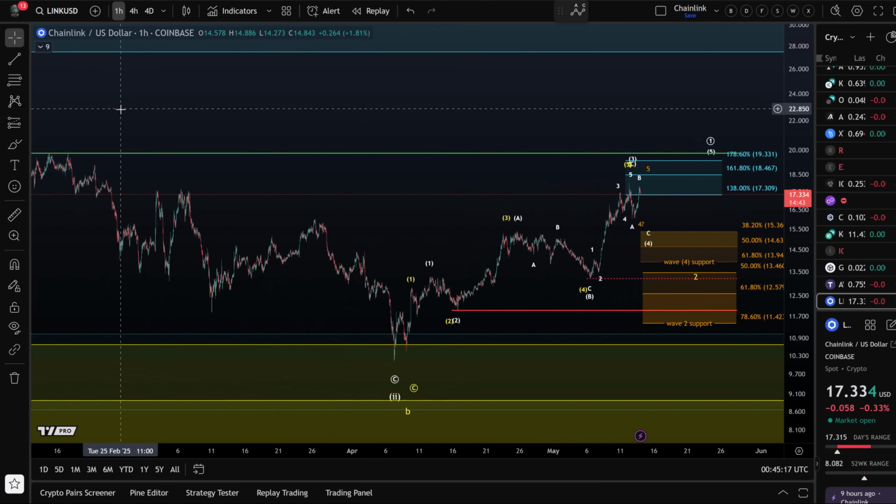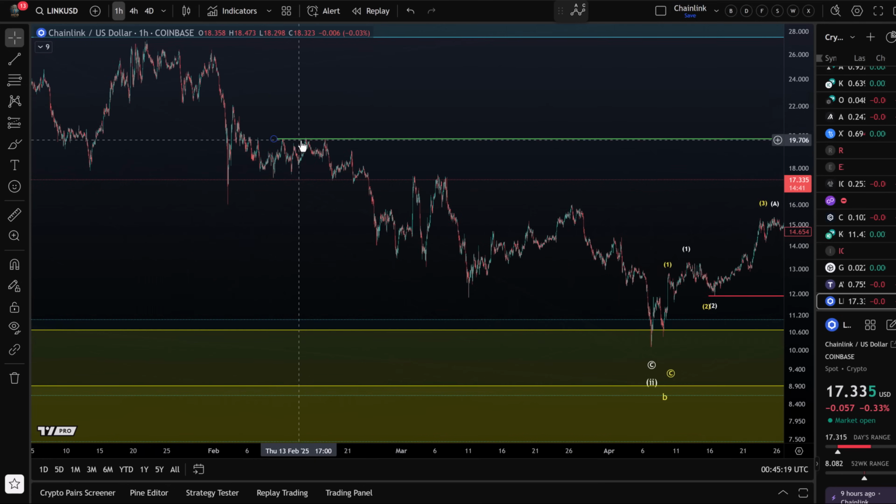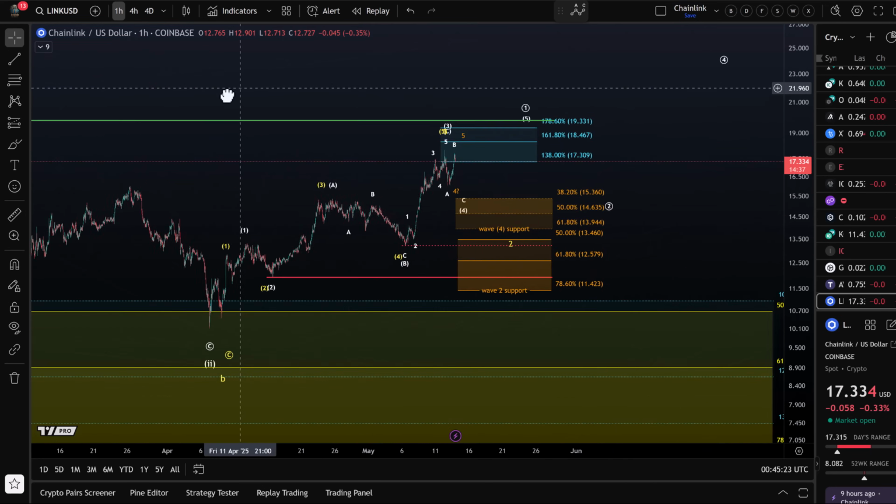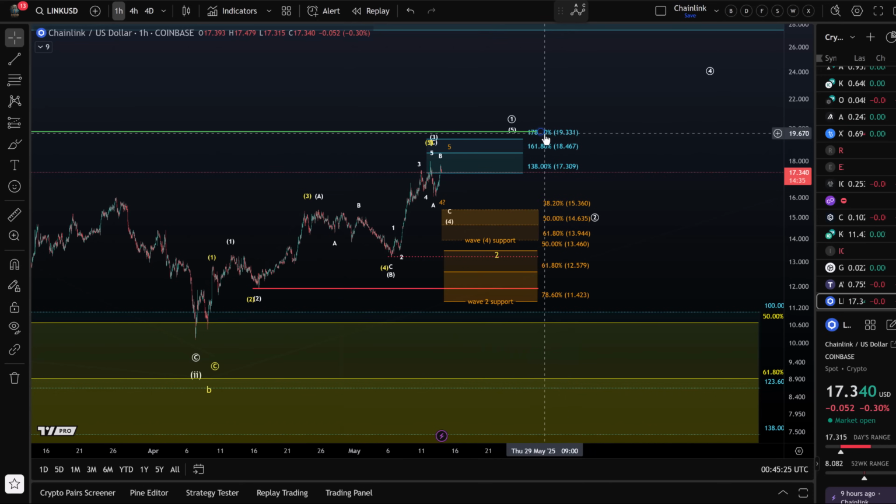This area here, or level around $20, should provide some strong resistance. And we also have one of the Fib levels just in that area, $19.33. So I think we have to be watchful for a potential pullback. It's not very clear if we've topped already in this third wave, but levels are very clear on the chart.